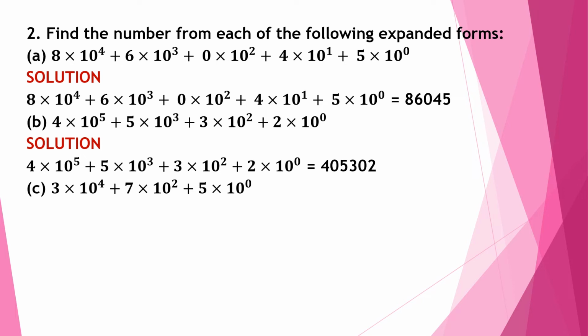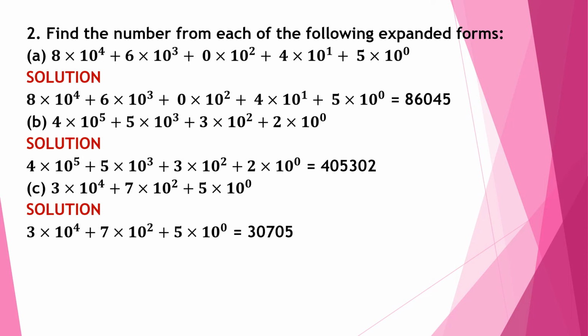And the power of 10 with the power 1 is absent. That means we can put 0. The tens place we can put 0. And in the ones place the answer digit is 5. So the number formed is 30705. That means 30,705.